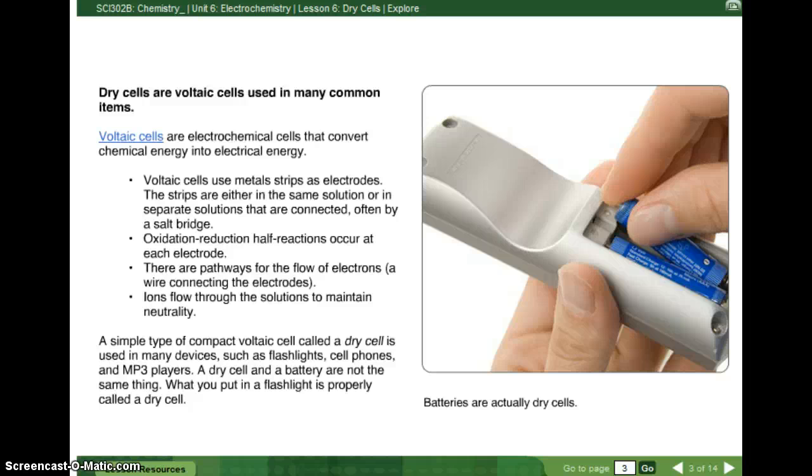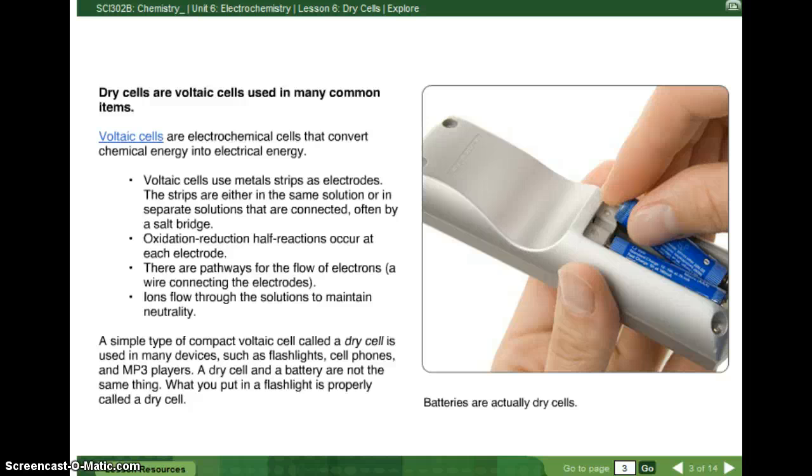Oxidation reduction half reactions occur at each electrode. There are pathways for the flow of electrons, so for example a wire connecting the electrodes. Ions flow through the solution to maintain neutrality, so that's what the salt bridge is for.